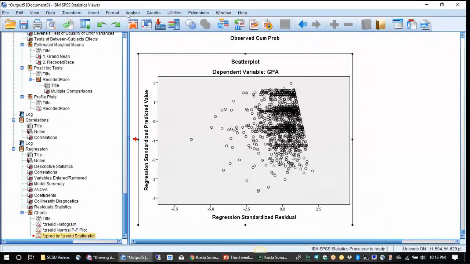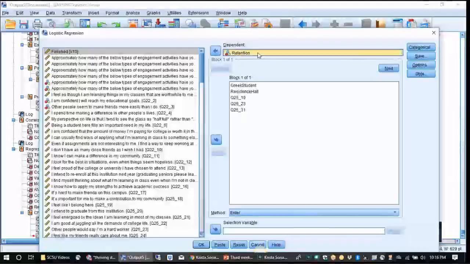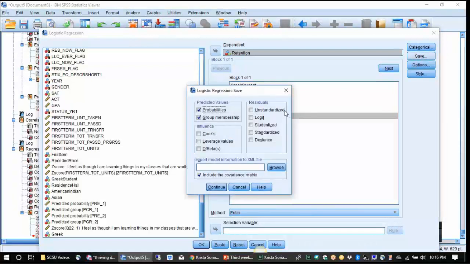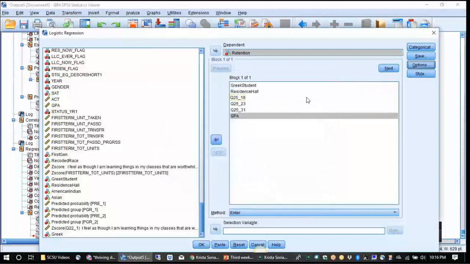So under Analyze, we're going to click on Regression, and down here in the middle is Binary Logistic. And I'm going to predict students' retention. And I just pulled over a couple of random variables just so we could take a look at it. And let's also include students' GPA because I know that that's going to matter quite a bit. Under Save, click on Probability and then Group Measurement. Under Options, click on the Hosmer-Lemeshow Goodness of Fit. That's a great way to help us see whether or not our model is actually a good fit. And then we're going to click OK.